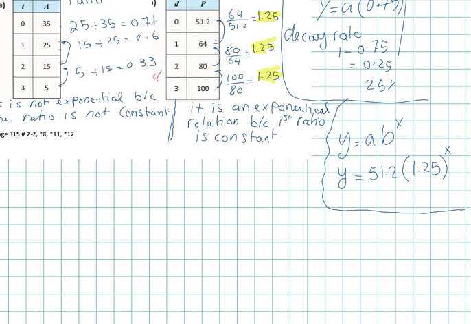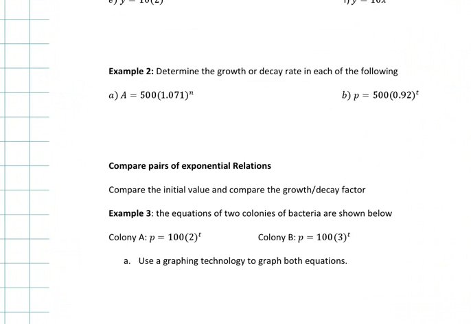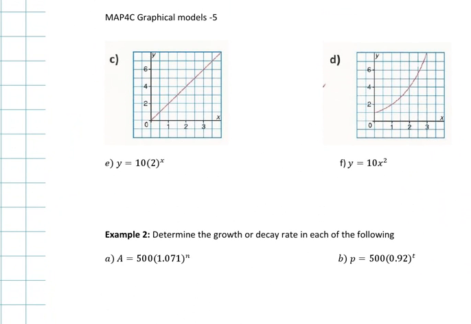Okay? So, table of values, to know if it's exponential, you do the ratio. Let's see what else do we have. So, in my second example, I have graphs. Can you identify the exponential graph? Which one? D. D is your exponential graph, and how do you know that?